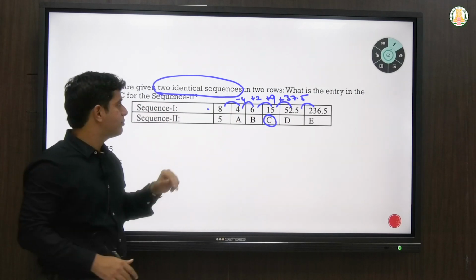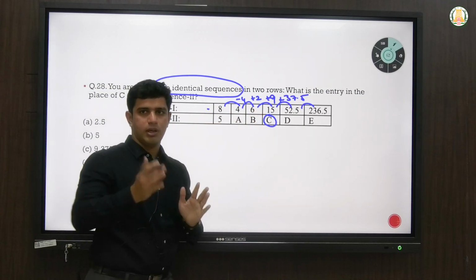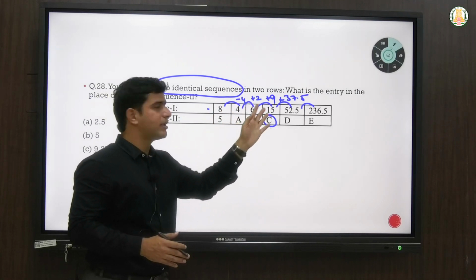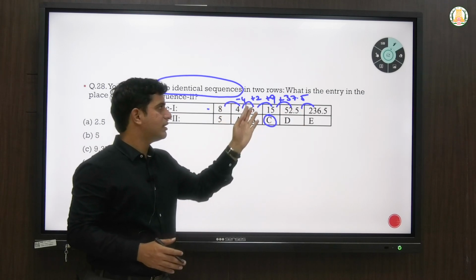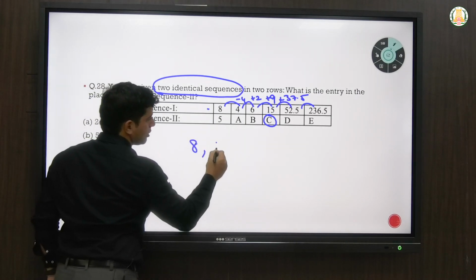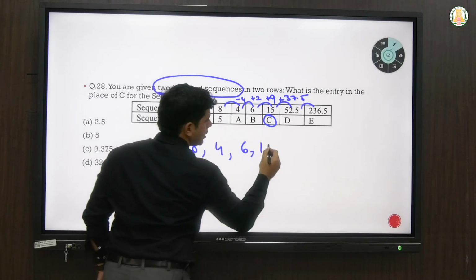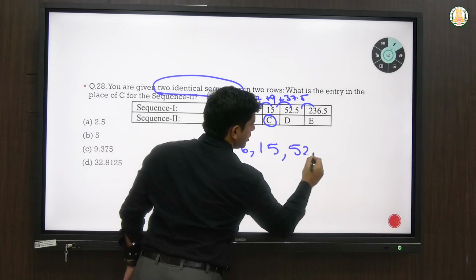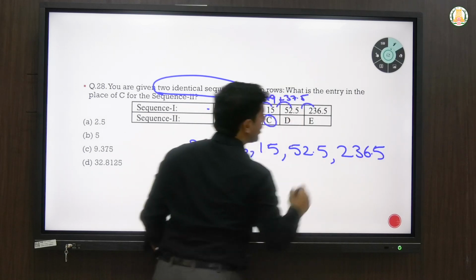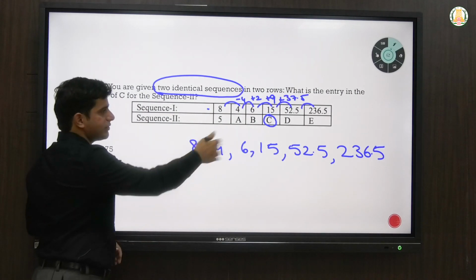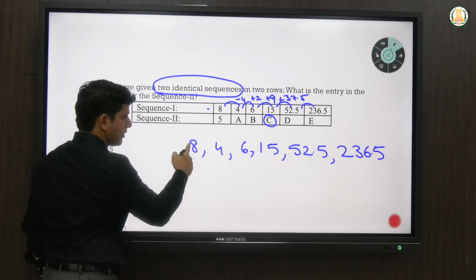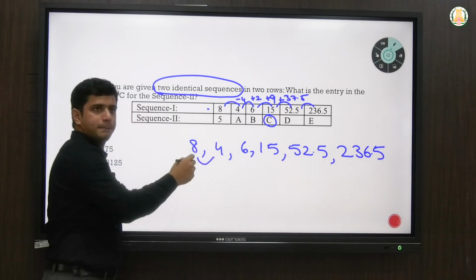So, your next intuition should be to find out if there is any geometric mean, or instead of the differences, is there any pattern in the divisors, or when you divide one number by another, do you find any pattern? So, let's see what that means. Now, if you write 8, 4, 6, 15, 52.5 and 236.5. Since we have already finished off subtraction and addition, let's go with multiplication or division.